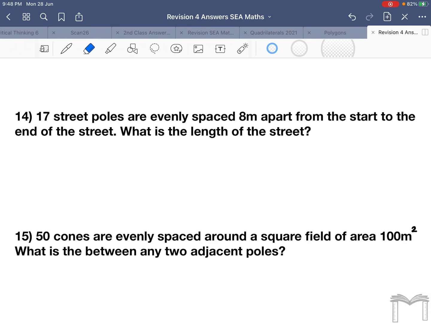There is an error in number 13, so we'll be focusing on 14 and 15. Please attempt the questions before going through the solution.